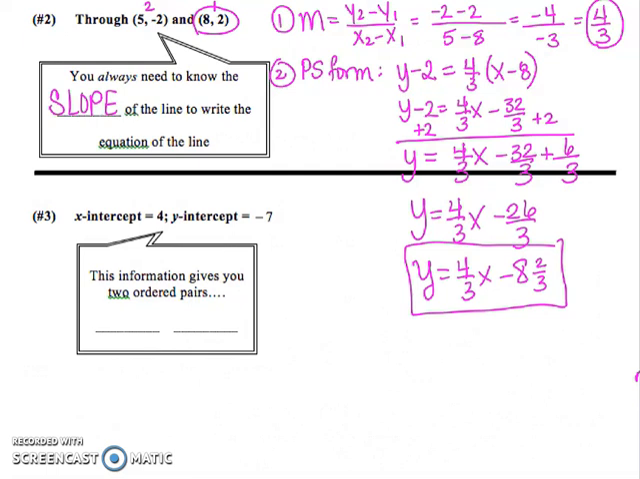Okay. Our next example gives us an x-intercept and a y-intercept. I want to call your attention to a couple of things. First of all, x-intercepts and y-intercepts are ordered pairs. So if the x-intercept is 4, then that's the ordered pair (4, 0). If the y-intercept is negative 7, that's the ordered pair (0, negative 7). So since you know 2 ordered pairs, you can now find your slope.